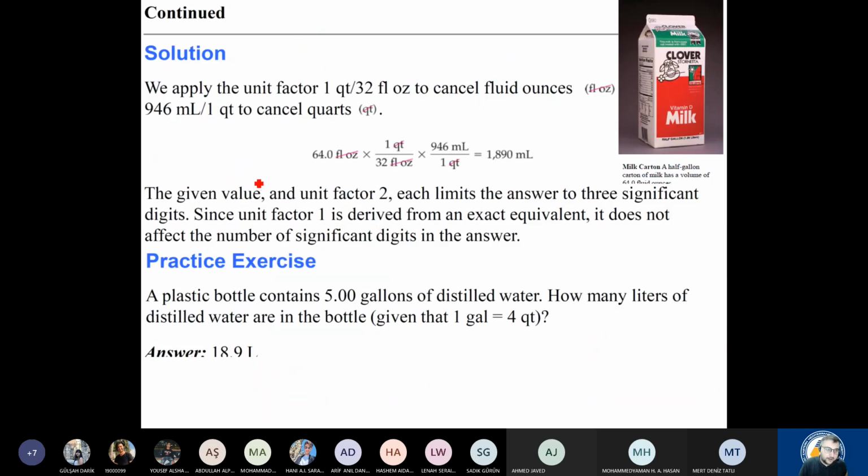And when you multiply them, you can find that it is equal to 1890 milliliter. So here the given value and the unit factor too, each limits the answer to 3 significant digits. And also there is another homework similar to this question. You can find it here and you can check your answer after you calculate it.